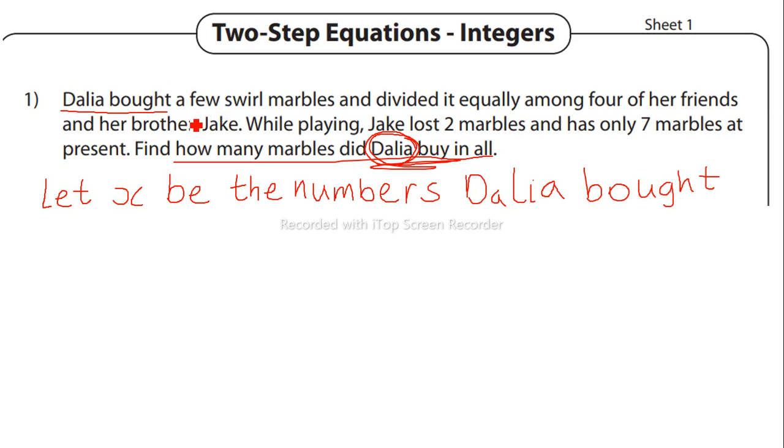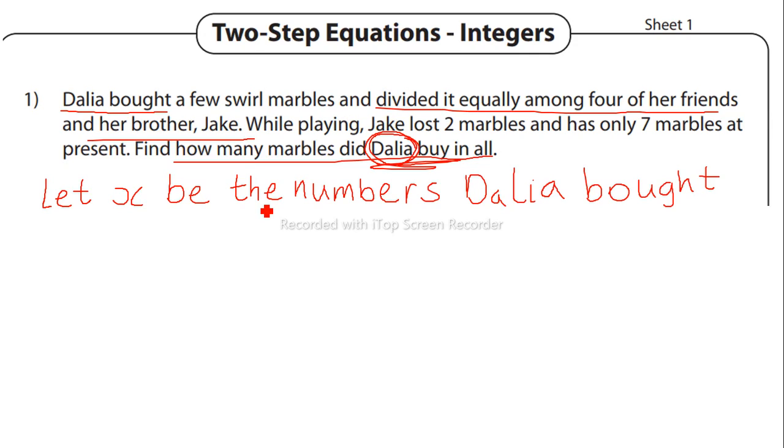Okay. So Delia bought a few marbles and divided them equally among 4 friends and her brother Jake. So into how many equal parts are we going to divide the number of marbles Delia bought? 5. Why not 4? Because she said equally among 4 of her friends, and then also her brother Jake.